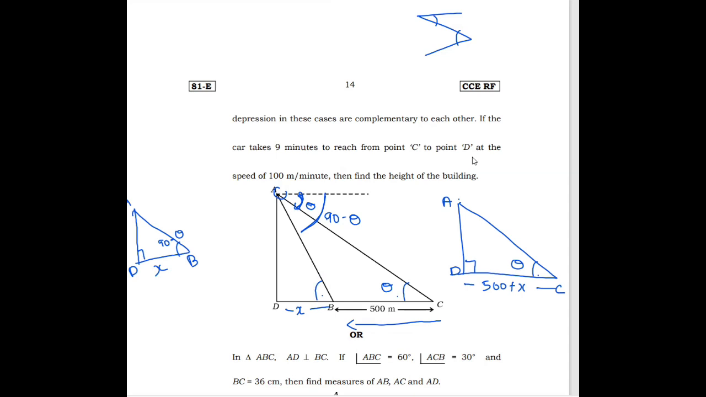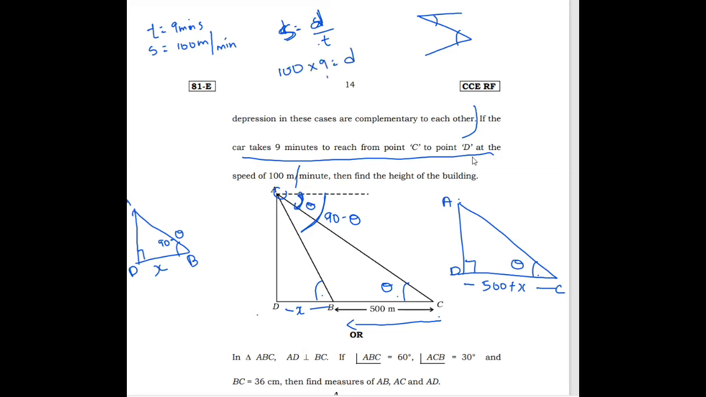Then they have given some more information. If the car takes 9 minutes to reach the point D from the point C, at the speed of 100 meter per minute. So from here to here it takes 9 minutes. Time is 9 minutes, and the speed is 100 meter per minute. Therefore, speed is equal to distance by time. So speed is 100, time is 9.